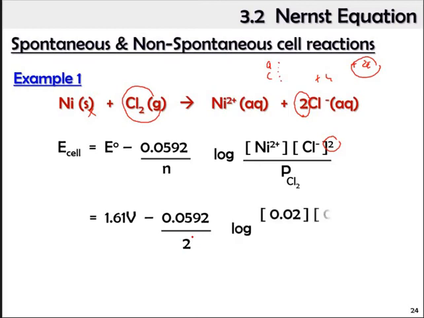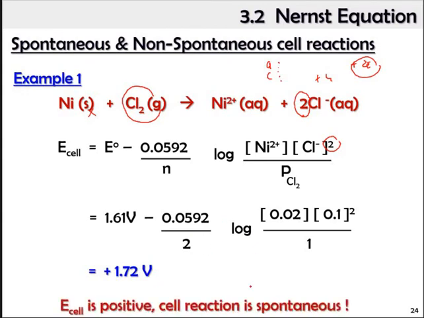Okay, and then masukkan nilai. Dan kita dapat positive 1.72 volt. That means E cell is positive. Because E cell is positive, so the reaction is spontaneous.